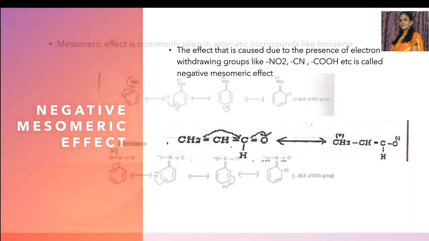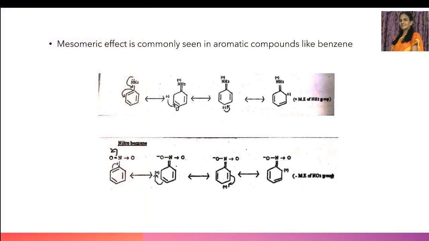Okay, now let's see one more example. Mesomeric effect is commonly seen in aromatic compounds. So we can observe mesomeric effect in aromatic compounds. Here we are discussing aniline. Let's consider aniline. Here the nitrogen atom has a lone pair of electrons. This lone pair is shifted towards the adjacent single bond. Then what happens? The pi bond electrons present in the benzene ring are shifted towards the adjacent single bond.